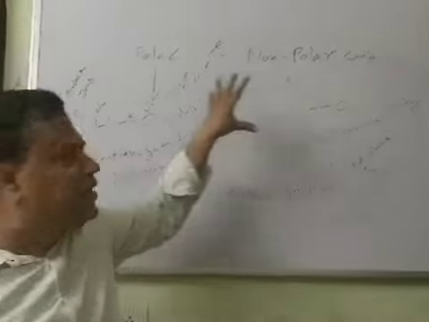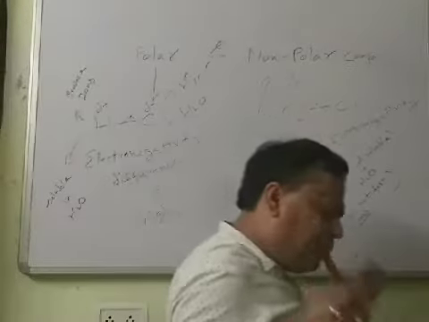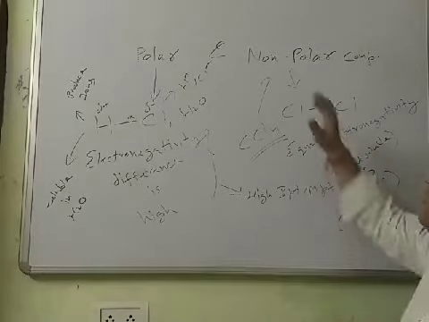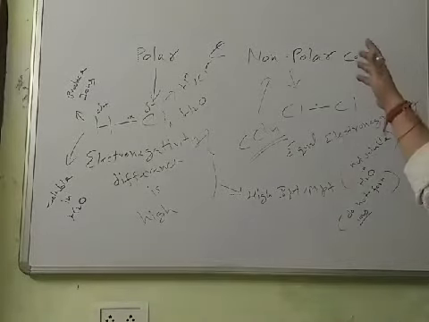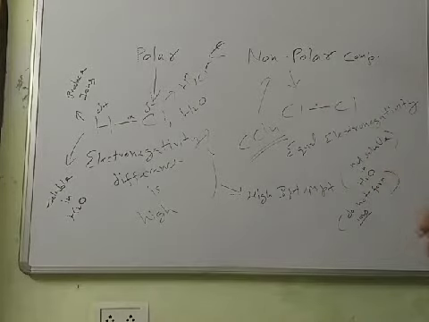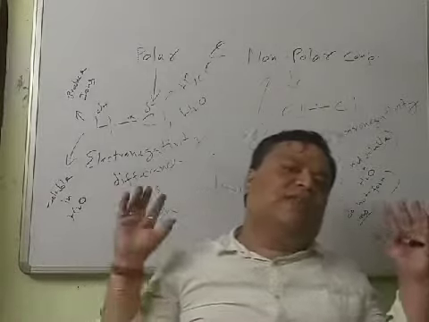So again, I'm telling you, when the electronegativity difference between the two combining atoms is large, they form a polar covalent bond, and when the electronegativity difference is not that large, it is similar, they form a non-polar covalent bond. A non-polar compound is mostly insoluble in water. It does not ionize, whereas polar compounds are soluble in water and they ionize. They form ions in water.